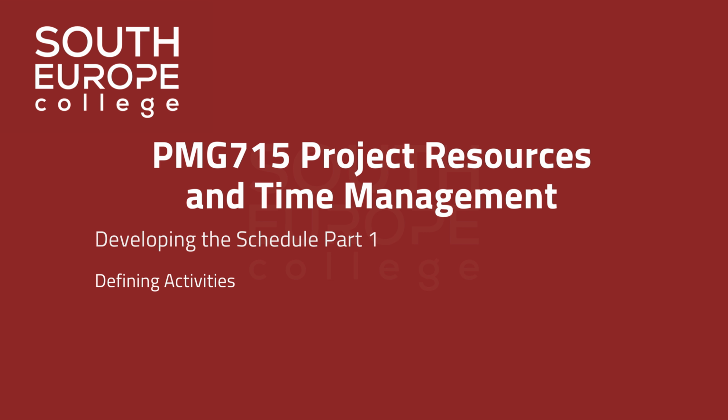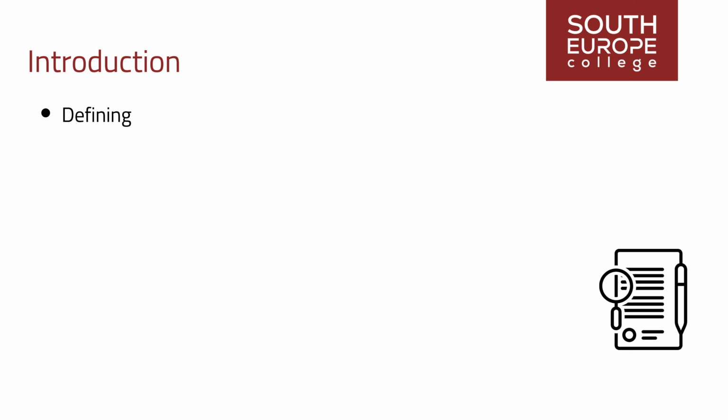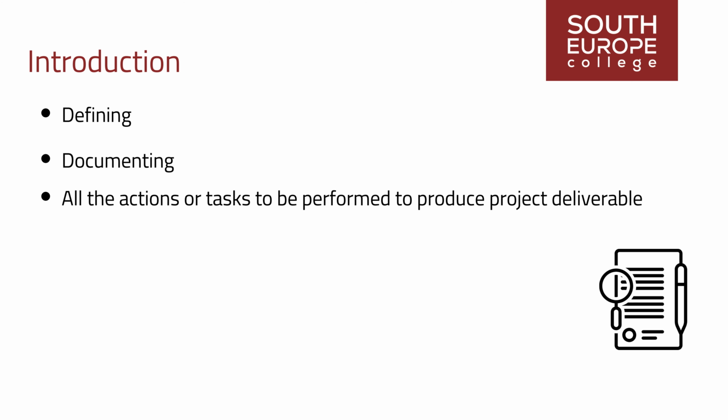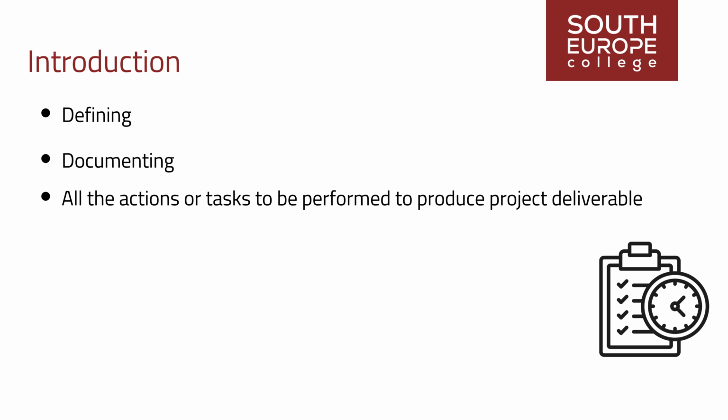In this segment, we'll discuss defining activities. Defining activities is the process of identifying and documenting all the actions or tasks to be performed to produce project deliverables. This process is part of project time management planning and is crucial for creating the detailed project schedule.